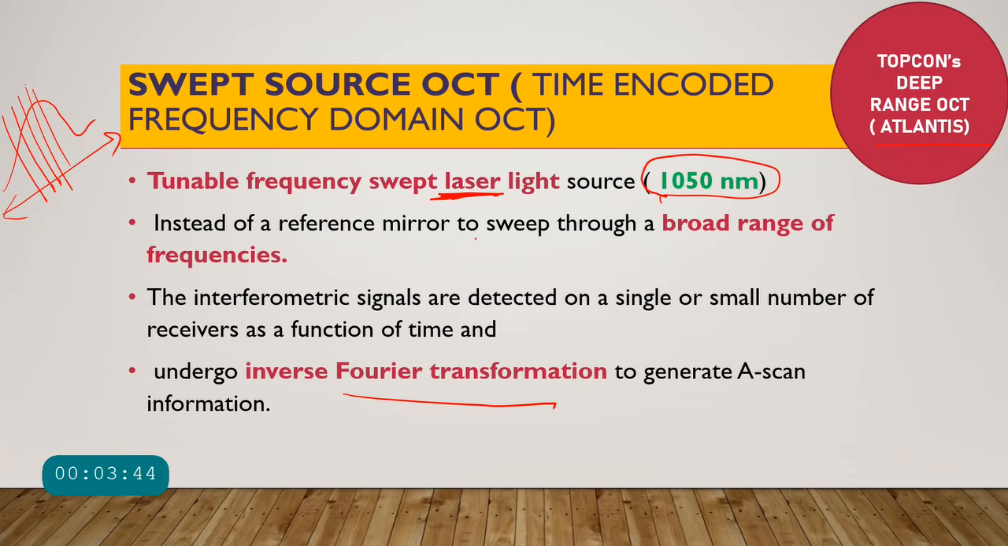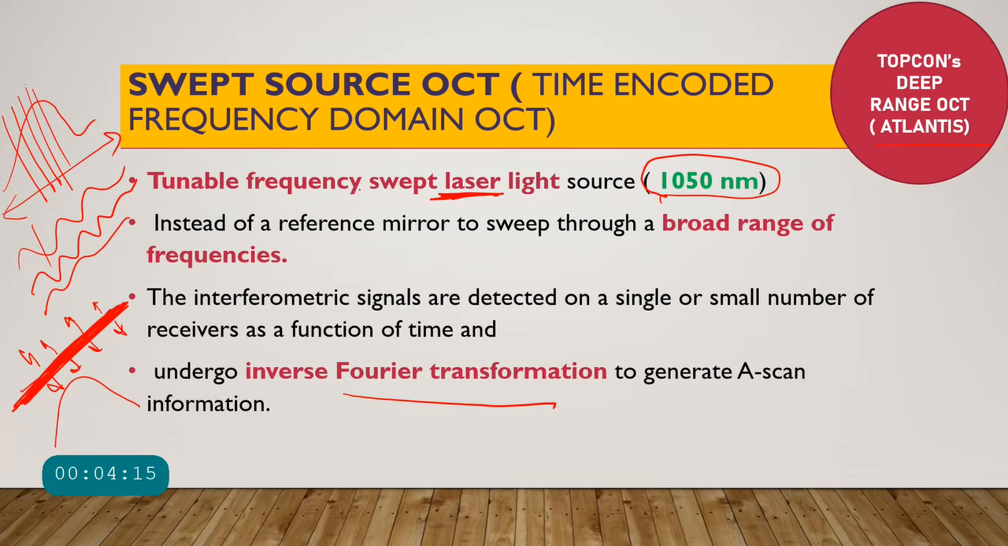So instead of using a reference mirror to sweep through the layers of retina, we are using this broad range of frequencies, and these frequencies can change very fast because we are using a laser. Unlike the spectral domain in which we are sending simultaneously so many waves, we have all this collapsed into one wave, and that wave can actually convert into different waves, but within a very narrow band. And that's why, because it is sweeping left and right across the spectrum of waves, this is called a tunable frequency swept laser light source with an average wavelength of about 1050 nanometer.